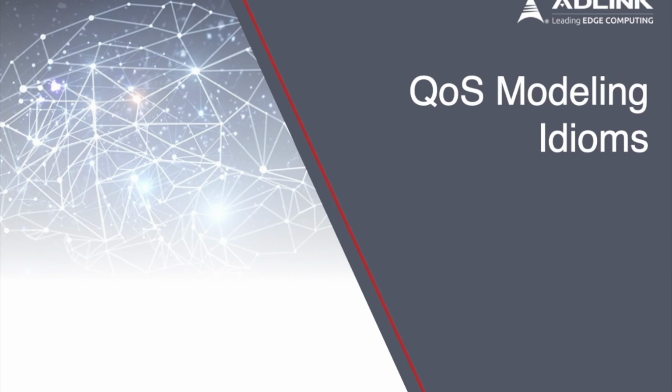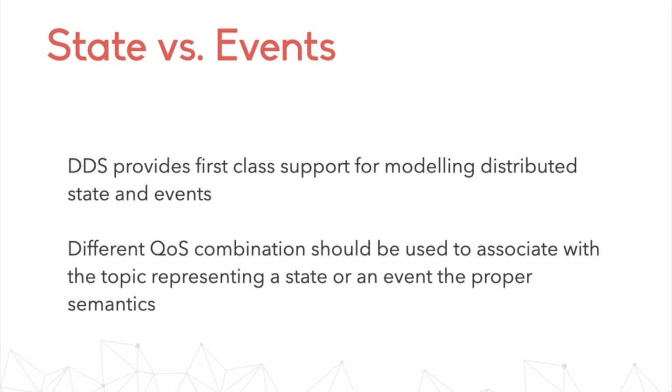Okay, let's look now at how these QoS compose and what are the 2 or 3 most relevant QoS modeling idioms. So first of all, in any DDS system, you have to, at a very coarse level, try to identify what represents the state of your system and what are events. By the way, some people confuse state and event, but they are very different. If you think for a moment mathematically, a variable that represents a state is always there. So it's a time continuous function.